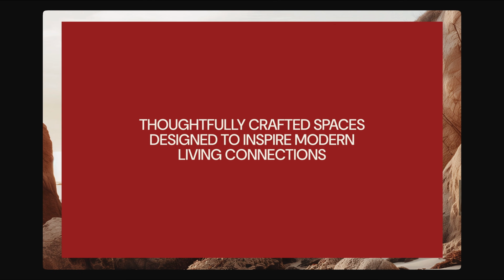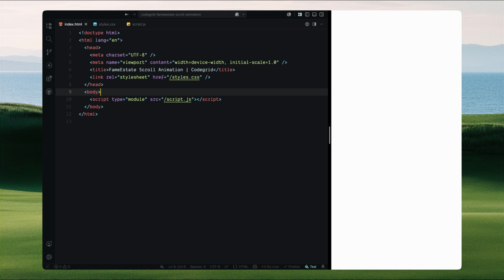Alright, let's get into the code. The markup here is pretty simple, just two sections stacked top to bottom, the hero, where the whole effect plays out, and the about section right below it. Most of the work happens inside the hero, so we'll build it up one layer at a time.